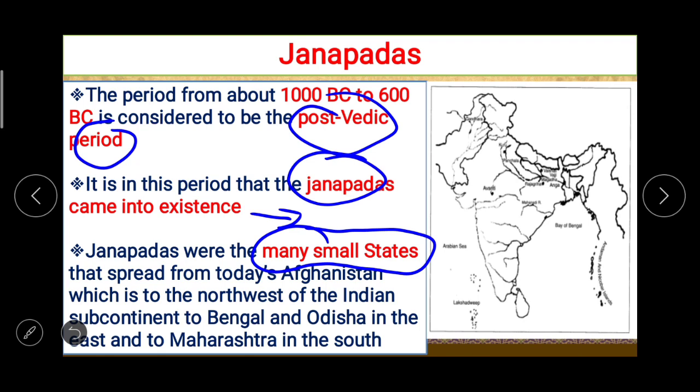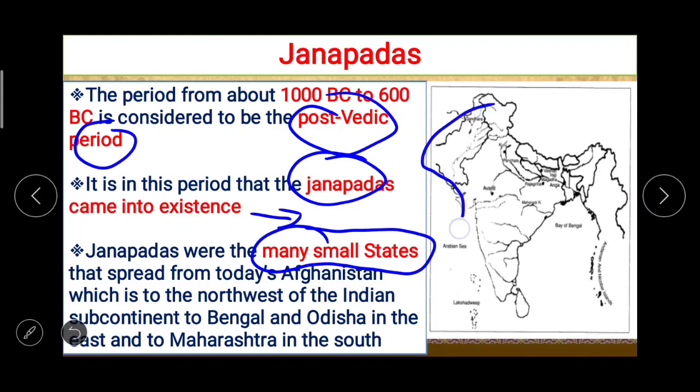Nowadays also in our country we have a number of states, like Maharashtra, Gujarat, Uttar Pradesh, Bihar, Jammu and Kashmir. All these are the states in our country. Like that, in the ancient period also, many small states were there, and the states were known as Janapadas. These Janapadas spread from today's Afghanistan, to the northwest of the Indian subcontinent, to Bengal and Odisha in the east, and to Maharashtra in the south.